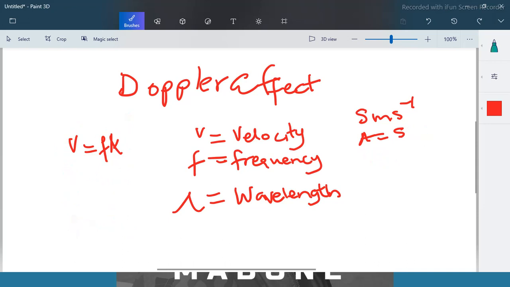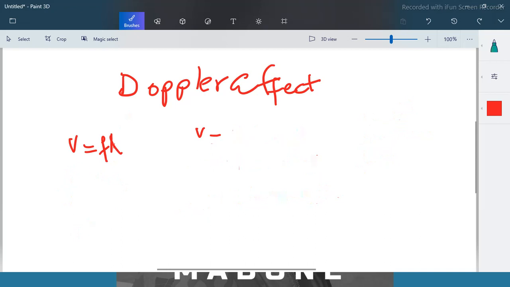Now, there's something that a lot of grade 12 learners make a mistake on. Sometimes when you're doing the Doppler effect, they will give you time. Maybe they might say a certain car is moving at this speed. It took maybe 5 minutes or 10 minutes to reach a point. Or sometimes they might say 60 seconds. They give you time. Okay, guys.